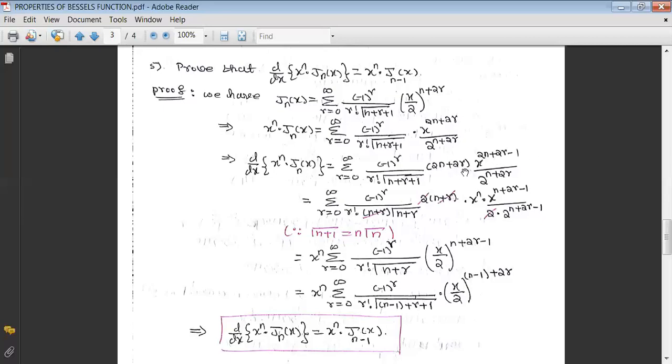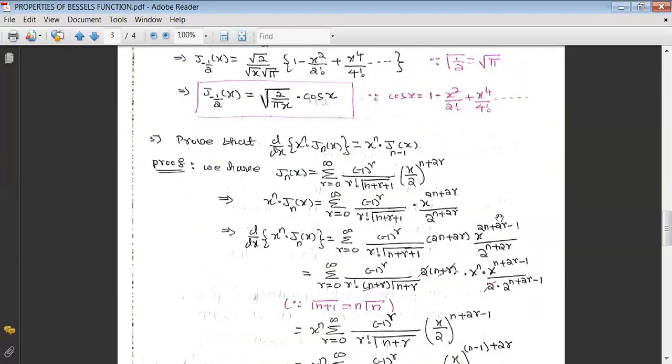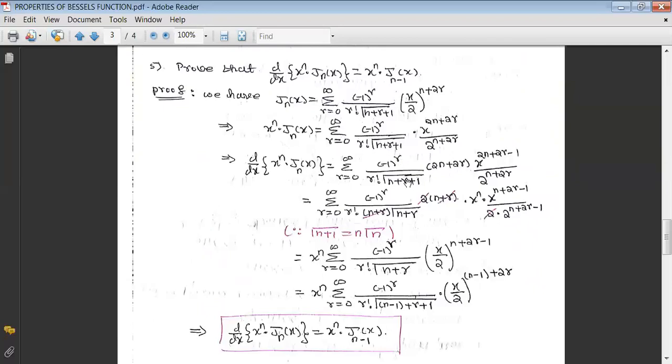We can write this one. Then this is the sum over r from 0 to infinity of minus 1 raised to r, over r factorial. And again, using the result that gamma n plus 1 can be written as n factorial, or we can say gamma n can be written as n minus 1 into gamma n minus 1, because we have used this many times, this result can be written as n plus r into gamma n plus r. Out of these, you take 2 common. Then we get n plus r.